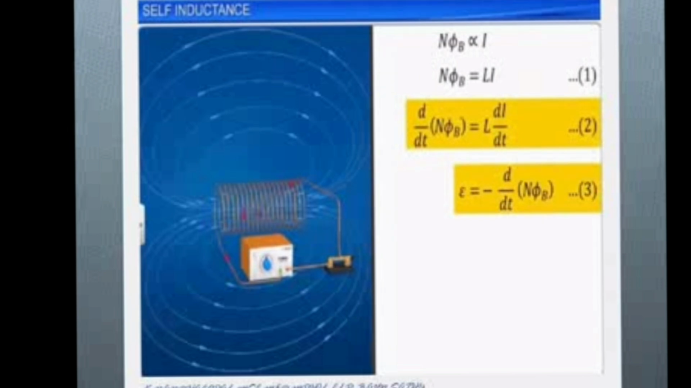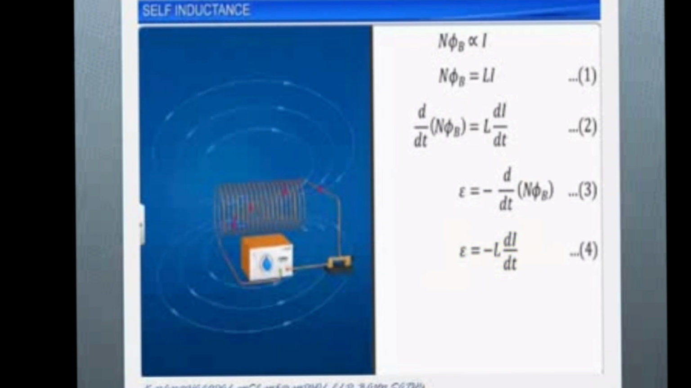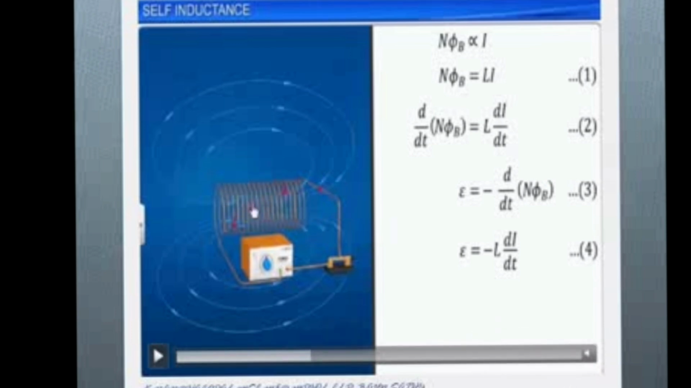Comparing these two equations, you can write the induced EMF E equals minus L into di by dt. Comparing both right-hand sides, E equals minus L di by dt. That is the induced EMF produced in the coil. When the current flows through the coil, an EMF is induced, E equal to minus L di by dt. The induced EMF opposes the flow of current in the coil.